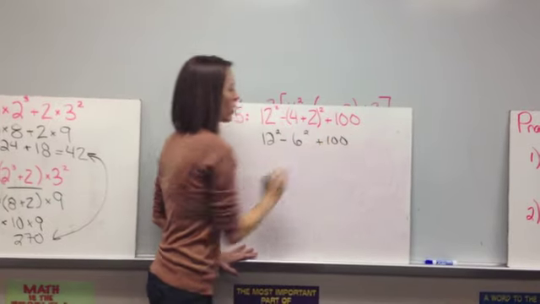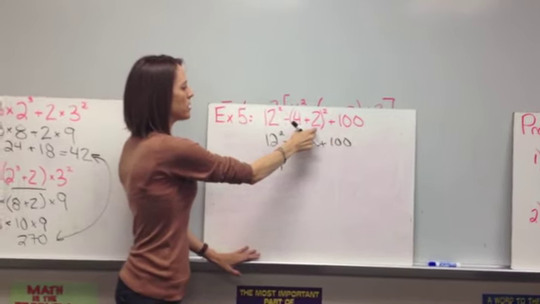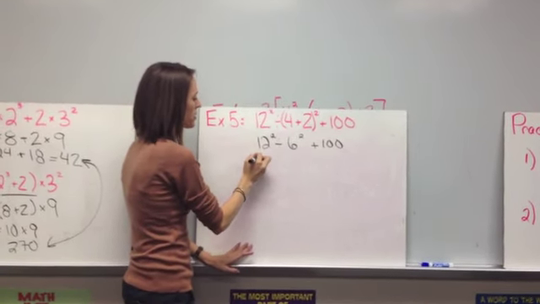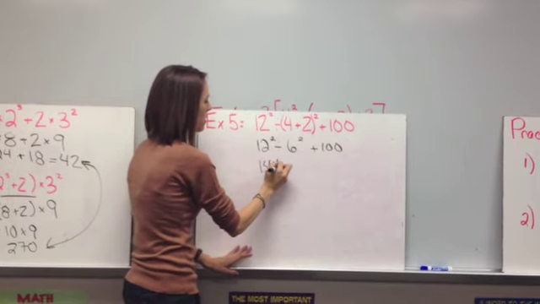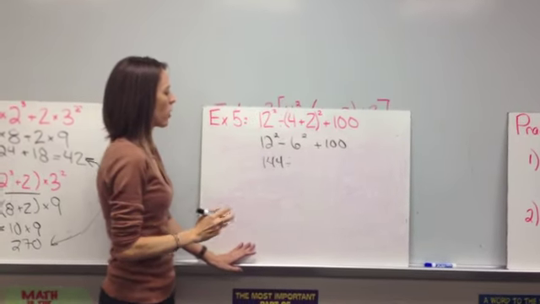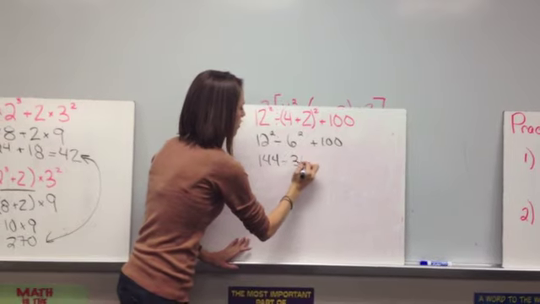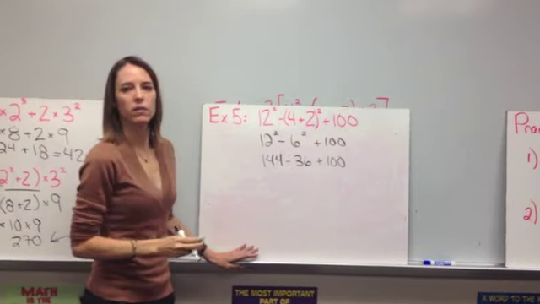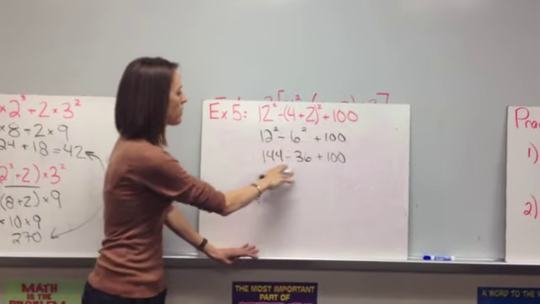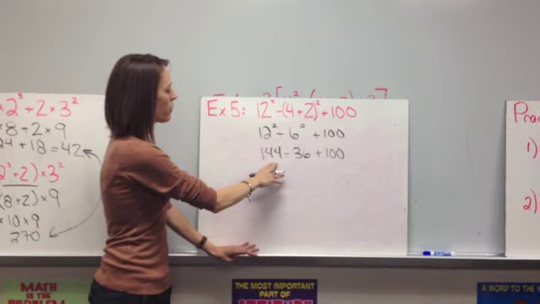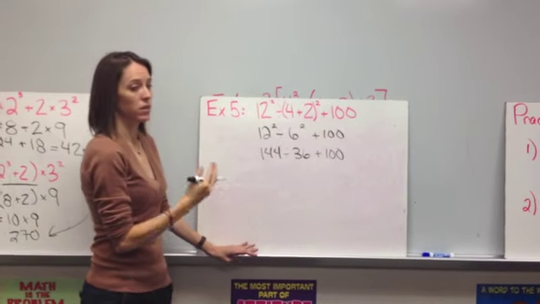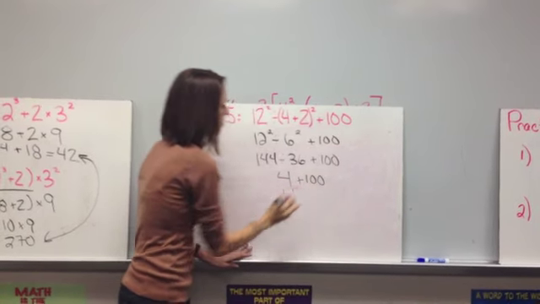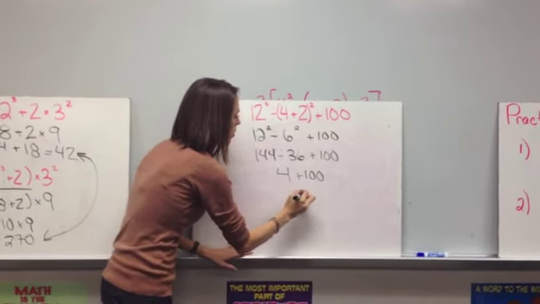plus 100. Okay, so you see my step here, all I did was I added 4 plus 2 and carried it down. So 12 squared, our exponents are next, is 144, and 6 squared is 36, plus 100. Okay, now we look for multiplication or division, and we have a division problem here. So 144 divided by 36 is 4, plus 100, and then our final answer is 104.